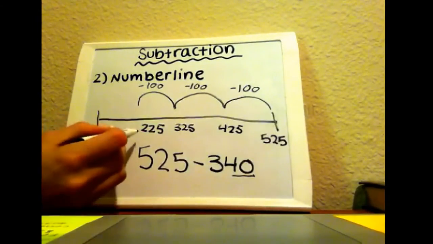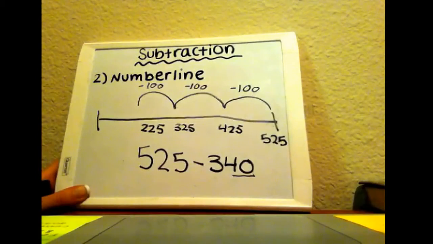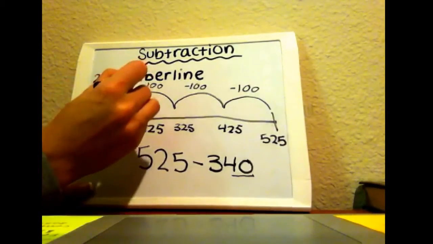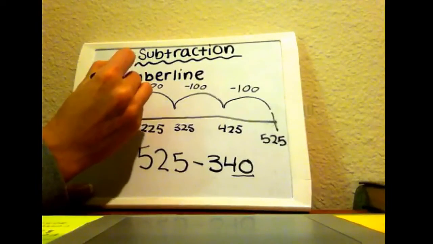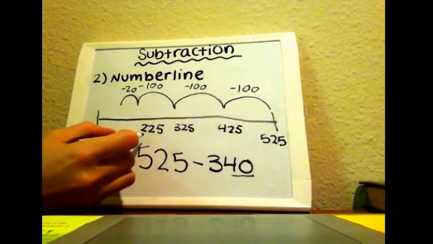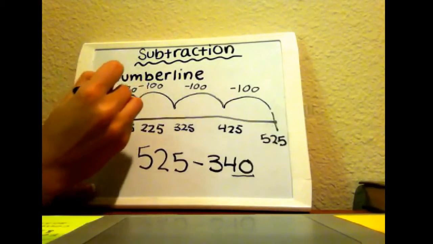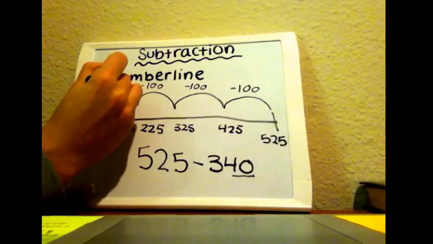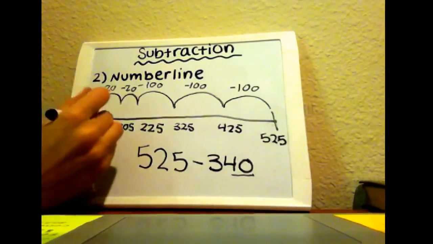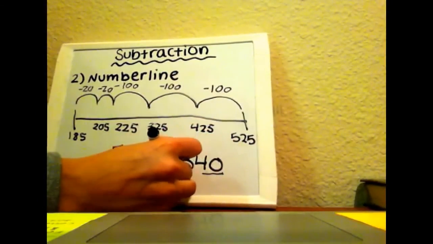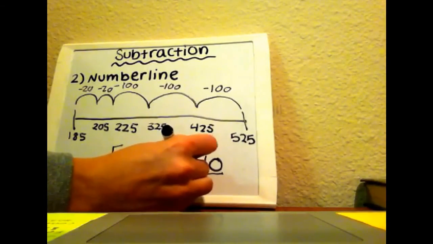We're at 225, so it might be a little bit difficult to just take 40 away from 25, or from 225. So we can even break that up. We could break up 40 into tens or into 20s. So I'm going to break it up into 20s. So if we take away 20 from 225, that leaves us with 205. And then if we take away another 20, that'll leave us with 185. So our answer is 185.